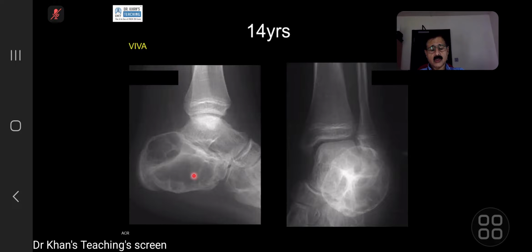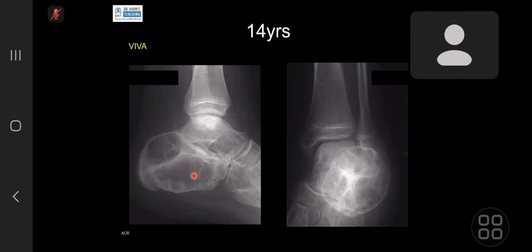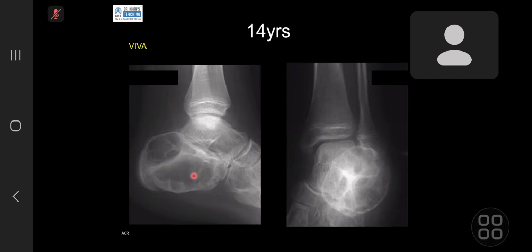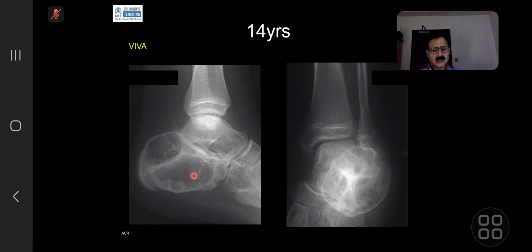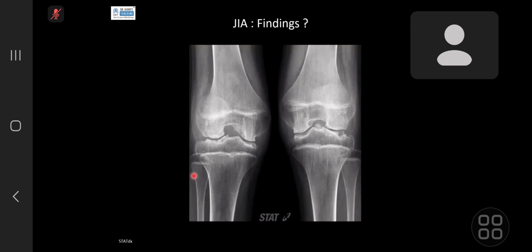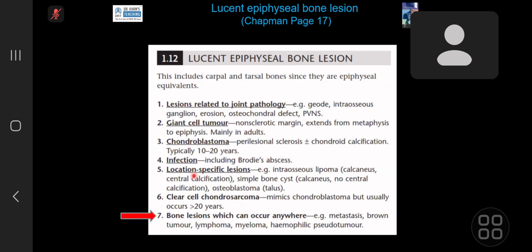Very good thought. Anything else? It can be a cartilaginous tumor as well. Which one? I can't remember right now very well. Maybe chondroblastoma. What is the location of a chondroblastoma? Epiphysis, usually of the long bones. But there are some tumors which can happen in the talus and calcaneum as well, some cartilaginous tumors, which I don't remember well.